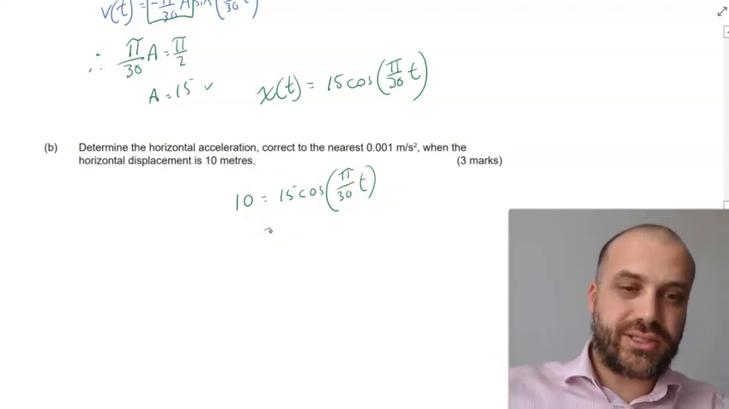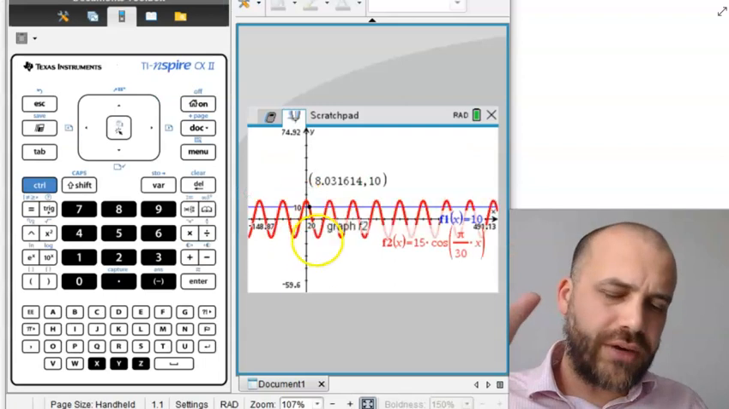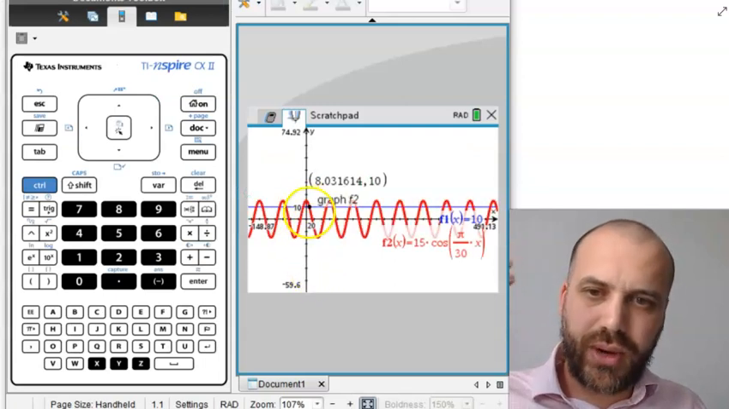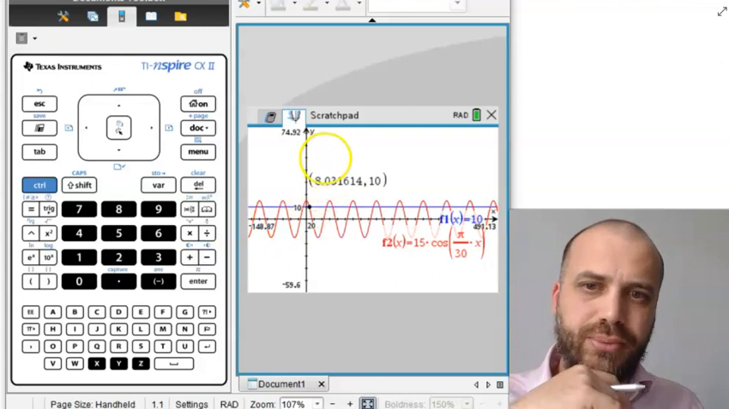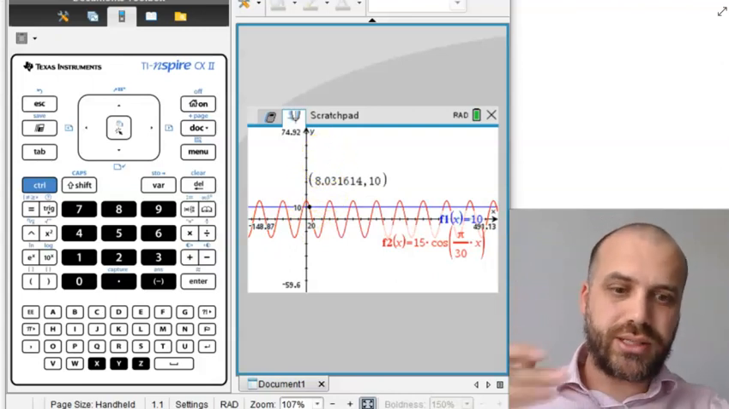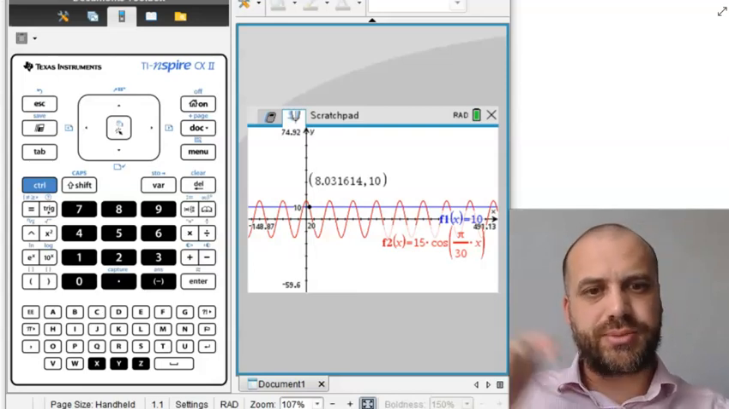Okay, and let's solve that, or graph that, on our calculator. So I've graphed the left-hand side and the right-hand side of that equation. I've found an intersection point, and it's at 8.0316. So that's the time at which the horizontal displacement is 10 meters.